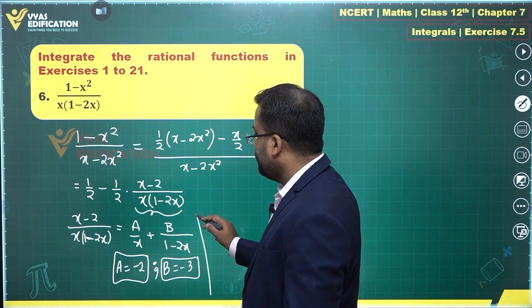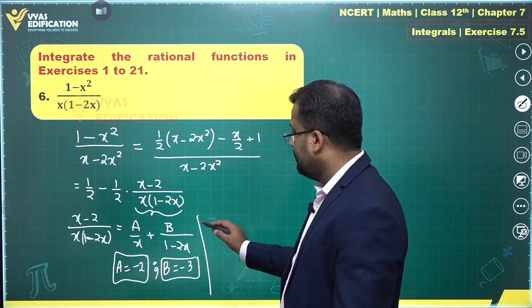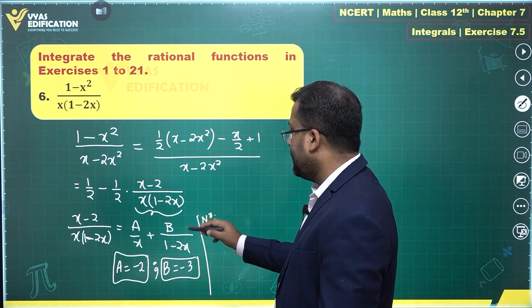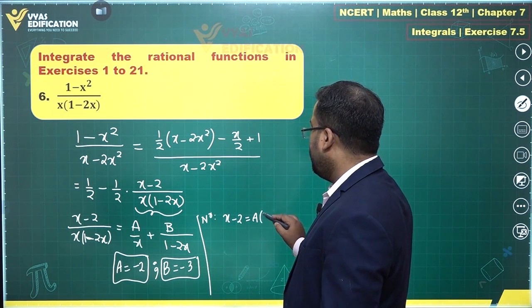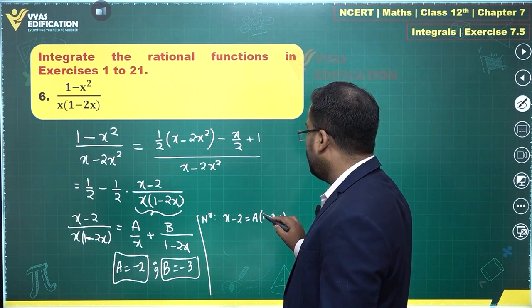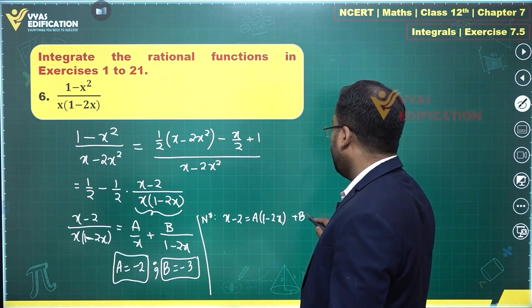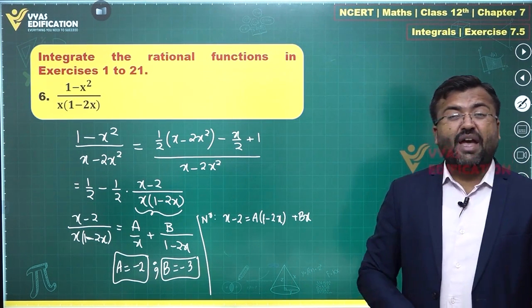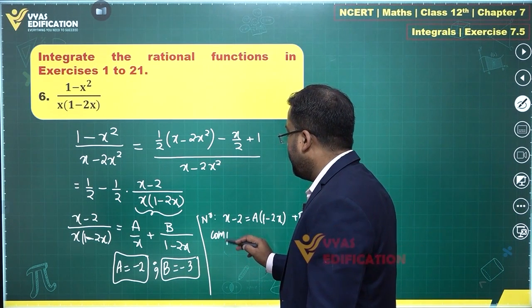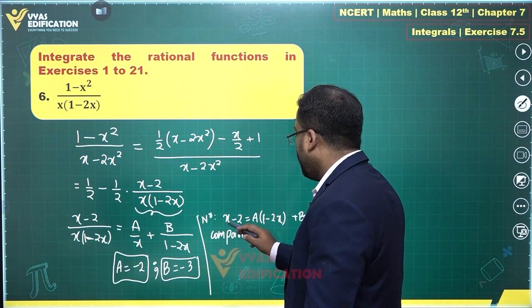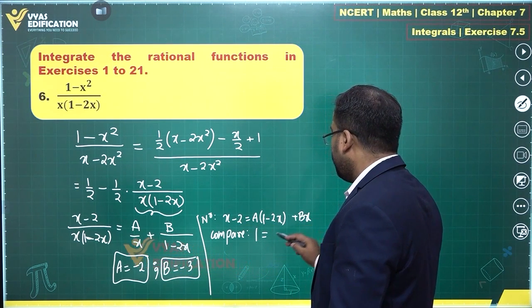And what about the longer approach? Using the longer approach, the numerators have to be compared. That implies x minus 2 is equal to a times (1 minus 2x) plus bx. Okay, and now compare the coefficients of x and the constant term. Coefficient of x is 1, which is equal to minus 2a plus b.